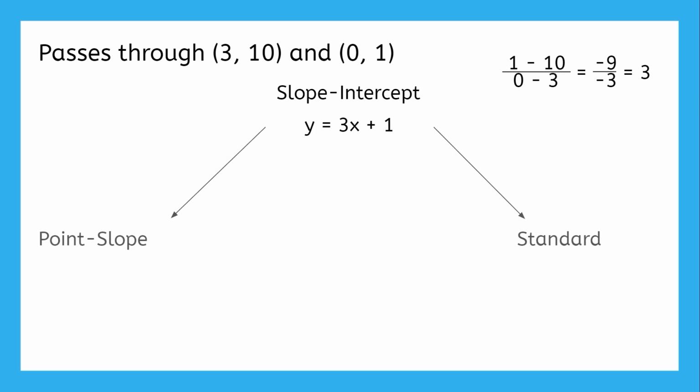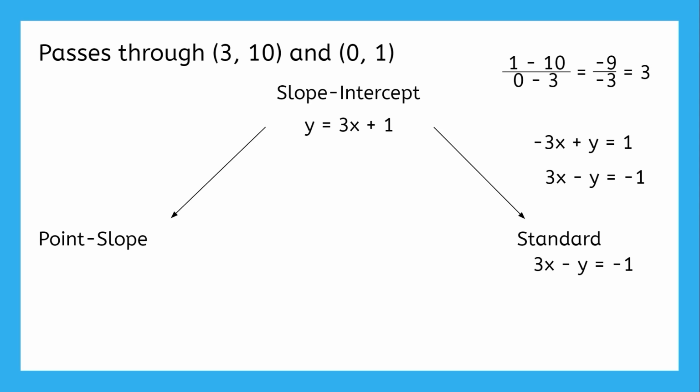If we want this in standard form instead, we subtract 3x to the other side. Then change all the signs so that the x's coefficient is positive. So the standard form for this equation is 3x minus y equals -1.